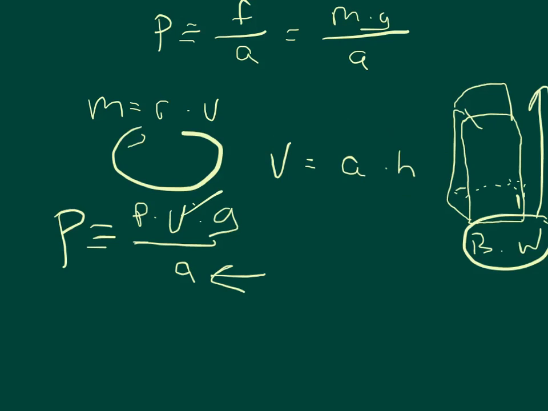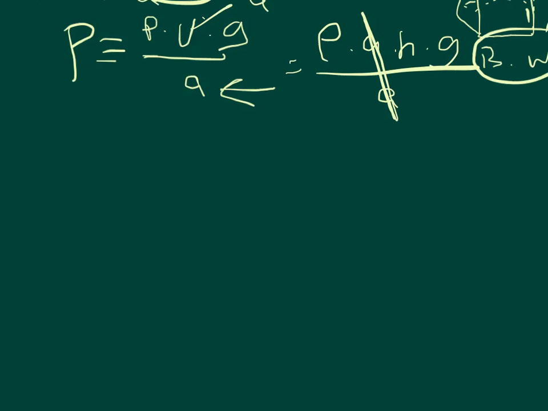So we'll say that this equals the density times the area times the height times gravity divided by the area. And now the area cancels itself out. So the area is arbitrary. And we end with a formula for pressure, that the average pressure is equal to the density times the height times gravity, and that's it. The only thing we've got to do now is figure out the values.